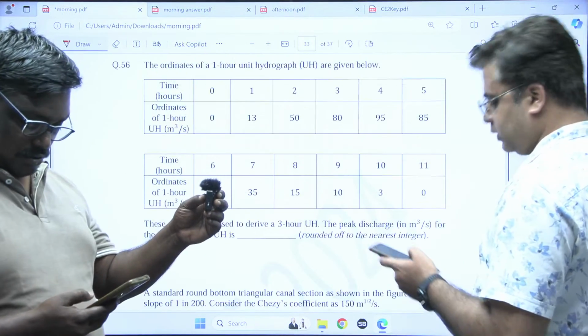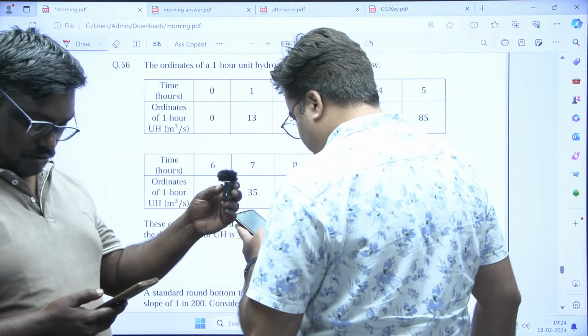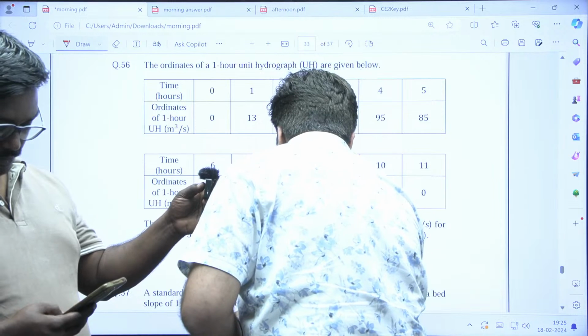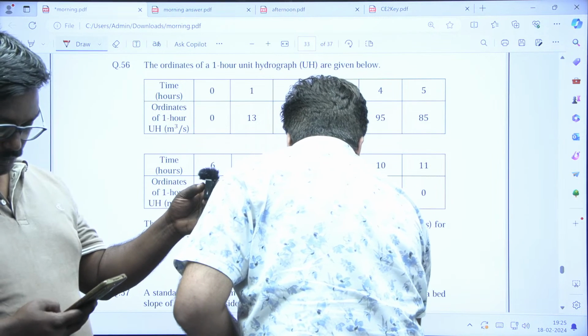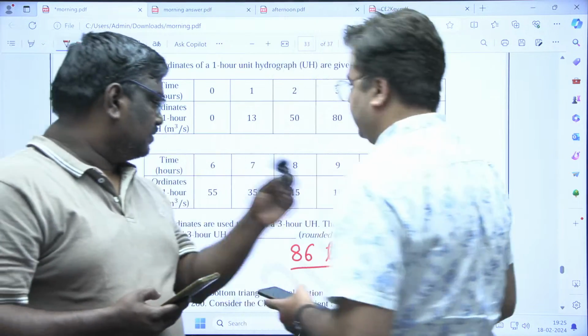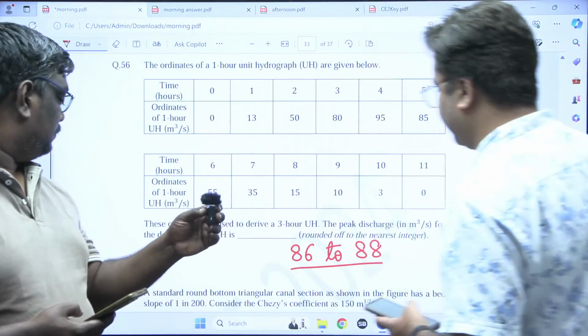Next, you have this question number 56. For question number 56, the range is 86 to 88. This is 86 to 88. I think we got 86.33, something like that. So this is the question from unit hydrograph.